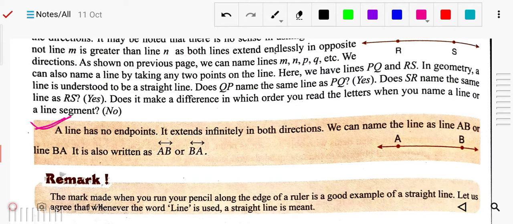As I have mentioned, a line has no endpoint. It will extend in both directions infinitely, which means it will not stop. We can name the line as AB or BA.